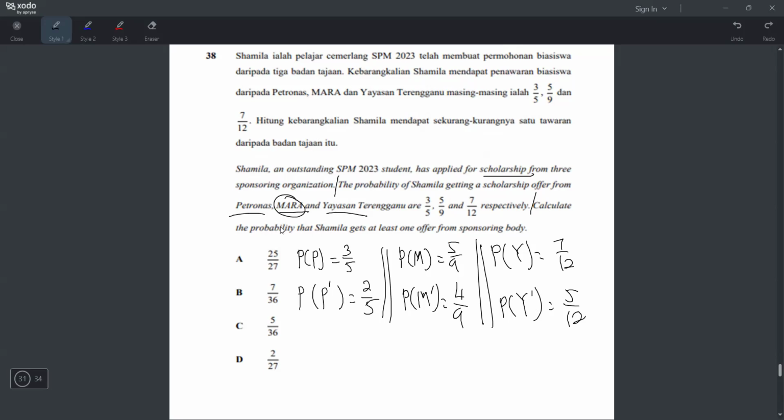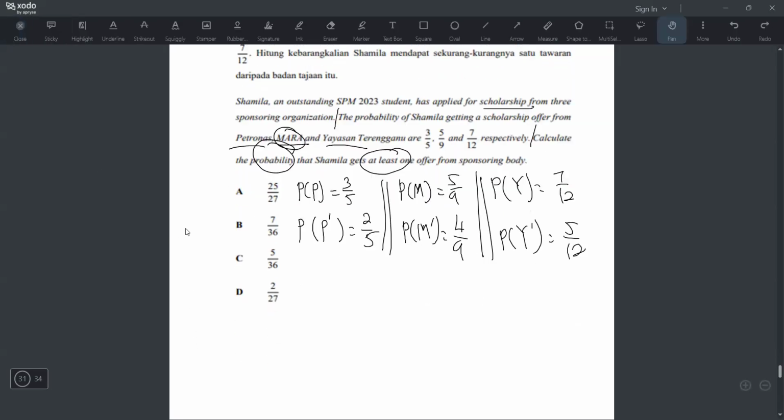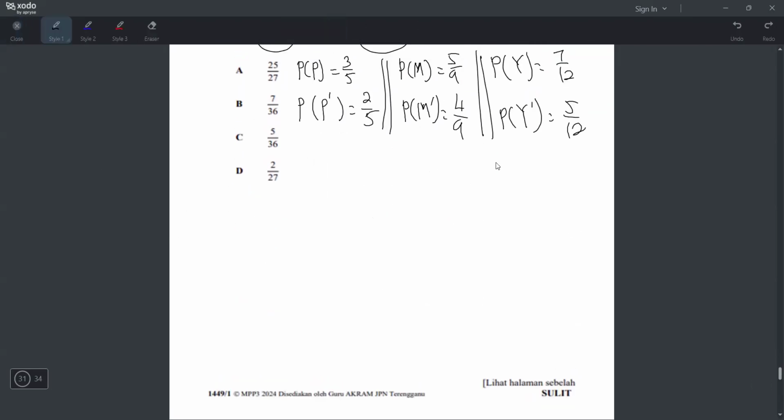Calculate the what? The probability that Shamila gets at least one offer from sponsoring body. Okay, a lot of student dia tak pandai buat soalan jenis ni sebab dia tak tulis semua possibility dulu. So the tips I can give you is when you're doing this kind of probability question, tulis semua possibility dulu. Write down, list down semua, senaraikan semua possibility dulu. Jangan terus buat. So yang at least one ni saya tak nak tengok dulu. Saya buat-buat tak nampak, saya nak tulis semua possibility dulu.